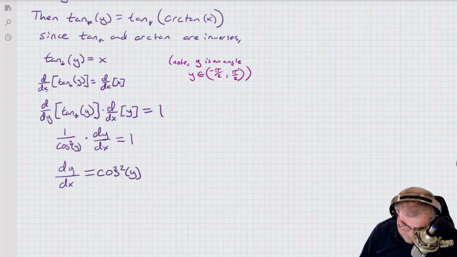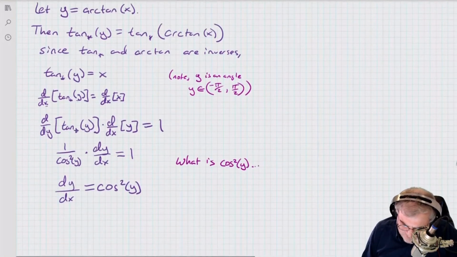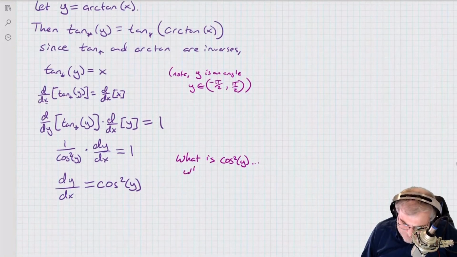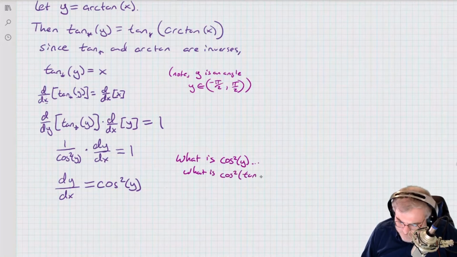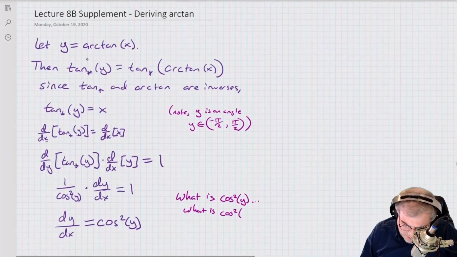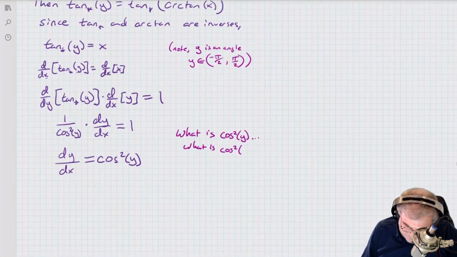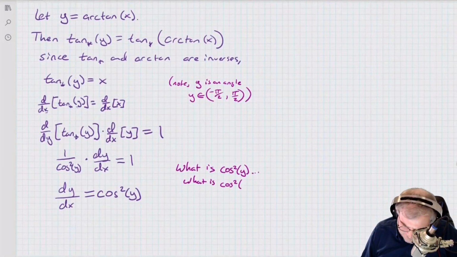So that looks horrible, and the question becomes the following. What is cosine squared of y? Well, remember that y is the arctangent here. So what my question really is, what is cosine squared of tan star of x? Since y is the arctan of x, I've got cosine squared of arctan of x.